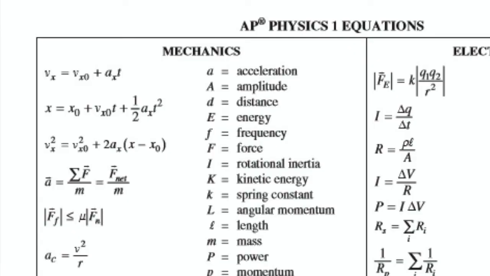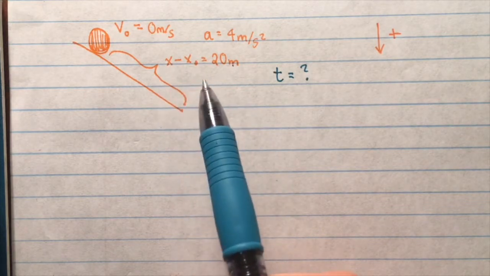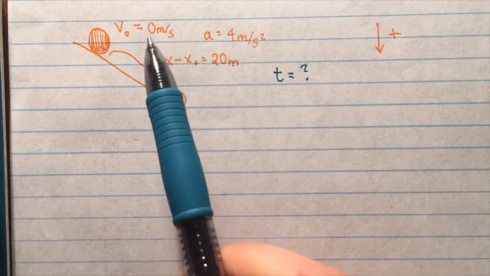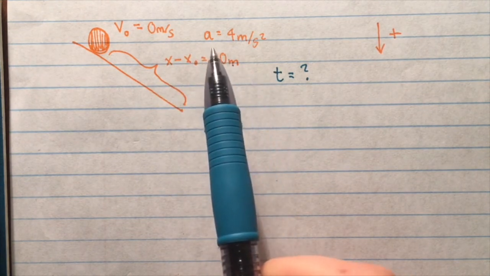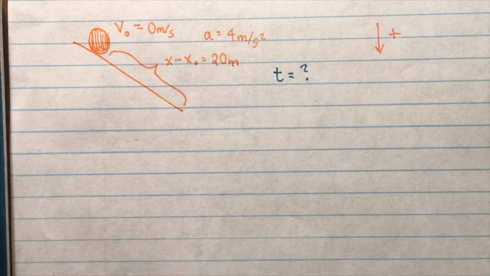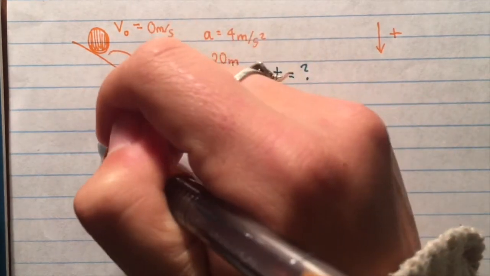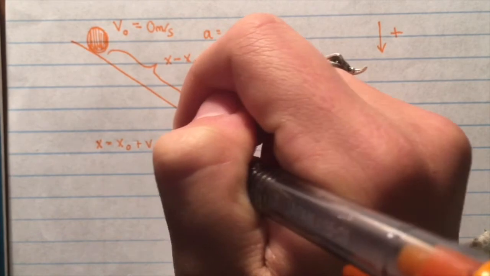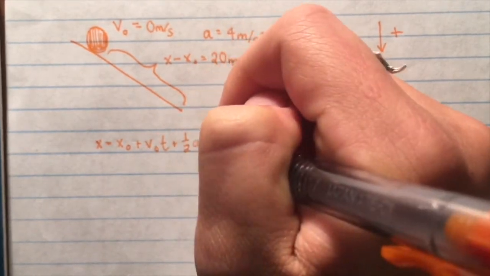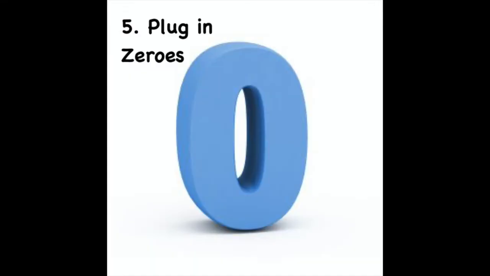In the second equation, I have an x and an x naught, an x minus x naught. I have a v naught. I'm looking for t, and I have an acceleration. So this equation will definitely work. So let's write it out. All right, there's my equation.